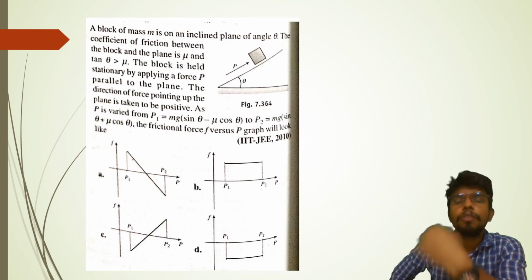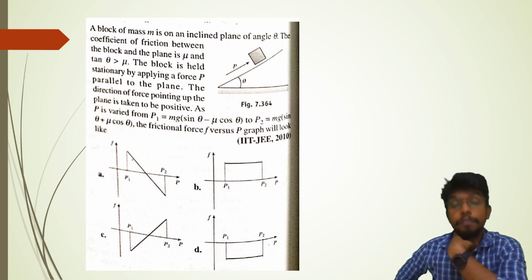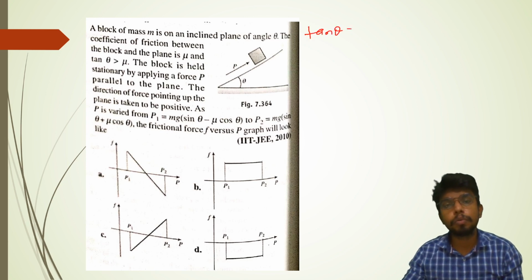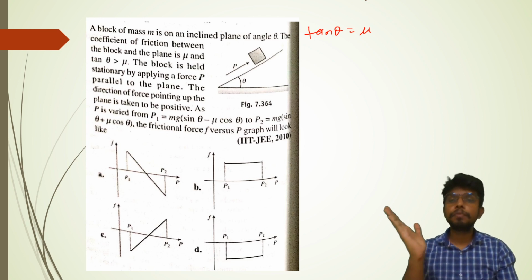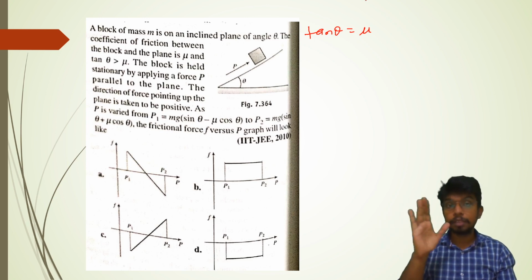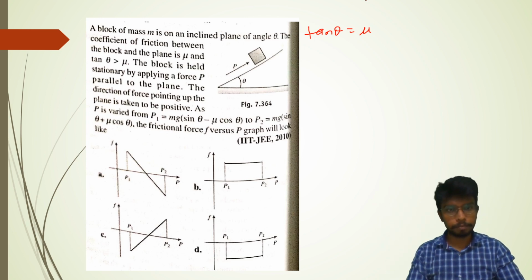Moving further, a block of mass m is on an inclined plane of angle theta. The coefficient of friction between the block and the plane is mu, and tan theta is more than mu. Tan theta equal to mu is the condition of repose. That means when mu is equal to tan theta, the body is at the verge of its motion, and friction is at its maximum. When tan theta is more than mu, the object will surely move down in that condition.